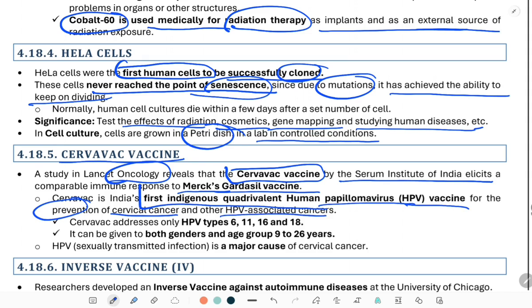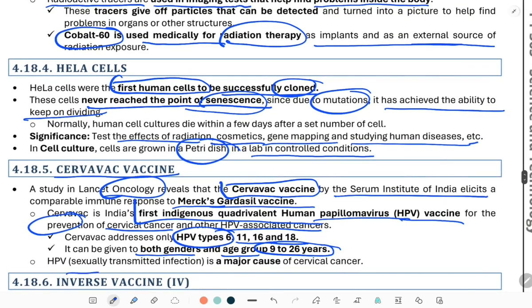This study addressed the HPV types 6, 11, 16 and 18. It can be given to both genders, in the age group of 19 to 26 years. HPV, a sexually transmitted infection, is a major cause of cervical cancer.